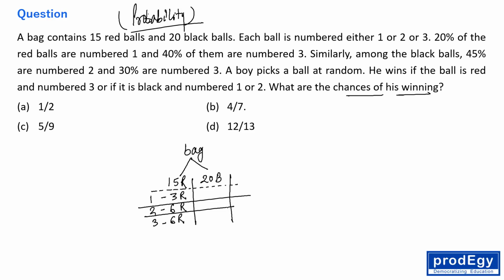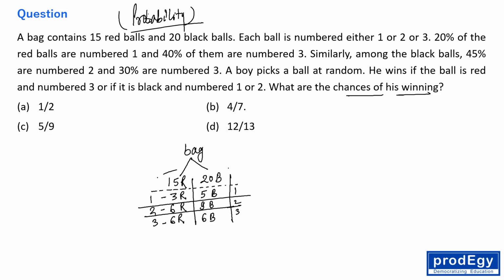Now what about black balls? Similarly, among black balls, 45% are number 2, so 45% means 9 black balls are number 2, right? This is 1, 2 and 3. Okay, 30% are number 3, so 30% means 6 black balls. So obviously 5 black balls are numbered 1. Okay, fine. So this is like this. A boy picks a ball at random, and he wins if the ball is red.